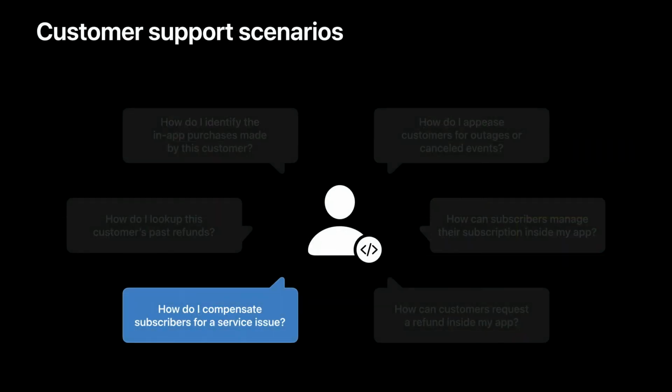Now, after you've identified there was a service issue, how do you compensate customers? Today, there are a few different options to consider. For games, you might be providing some form of in-app compensation in the form of virtual currency or content. Or for subscriptions, you may want to offer a discount on their next renewal. So how do you compensate subscribers for a service issue?